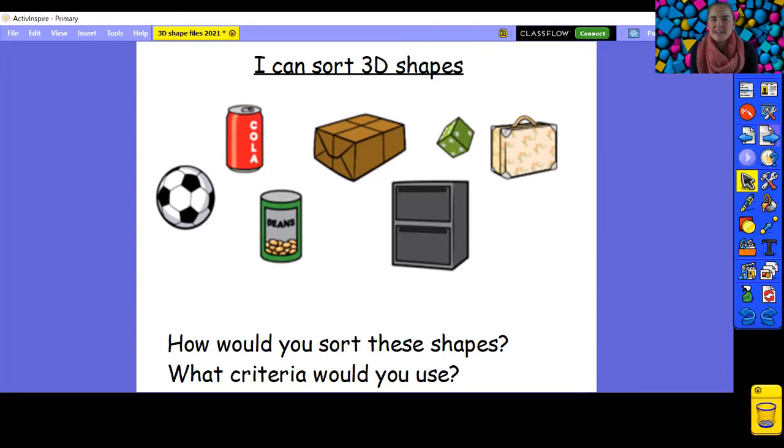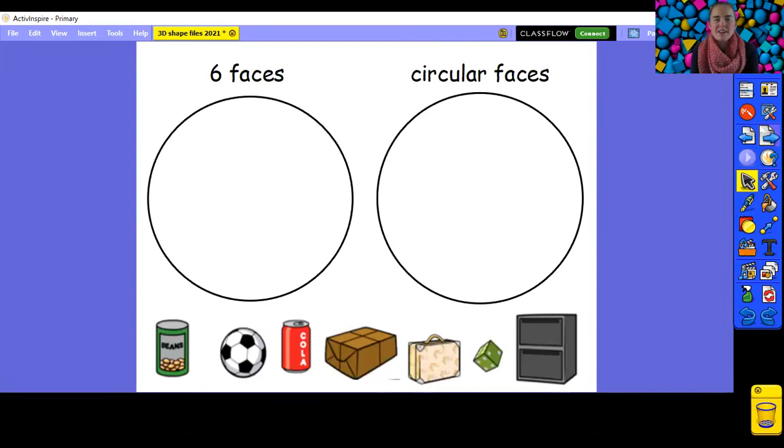I look forward to seeing the different ways that you sorted them. I've had a go at sorting them as well, so let me show you the criteria I used. I decided to have one group of shapes which had 6 faces and one group of shapes which had circular faces. So my sorting criteria are 6 faces, circular faces.